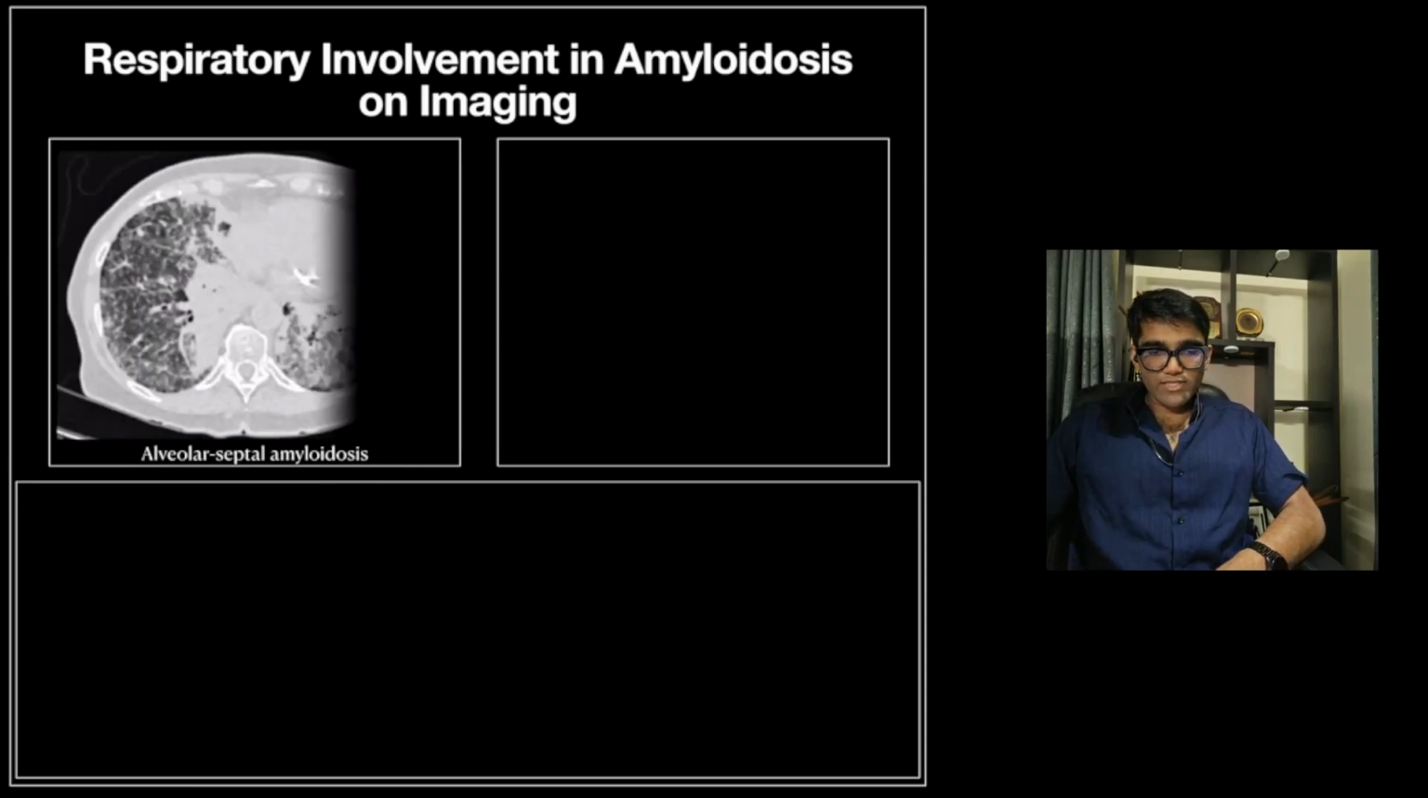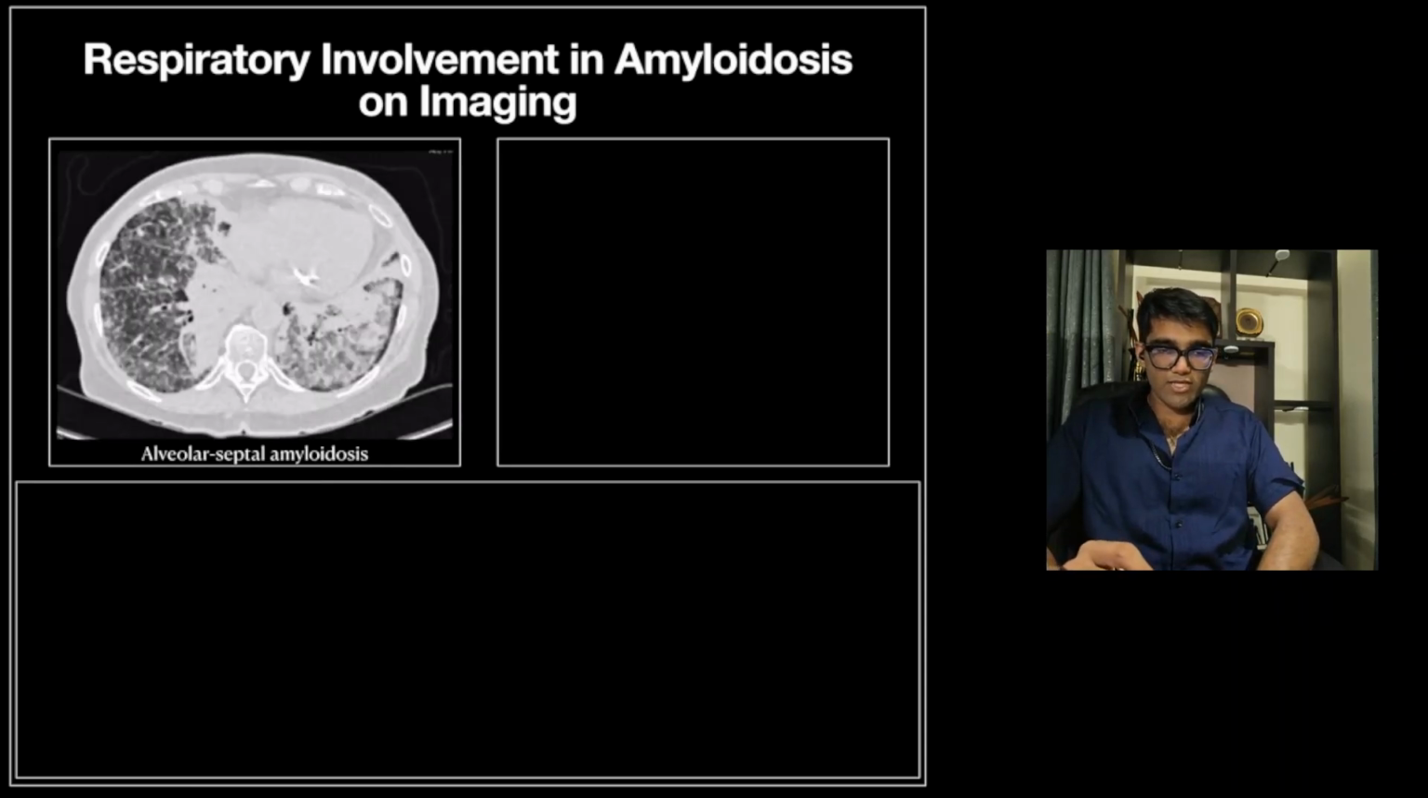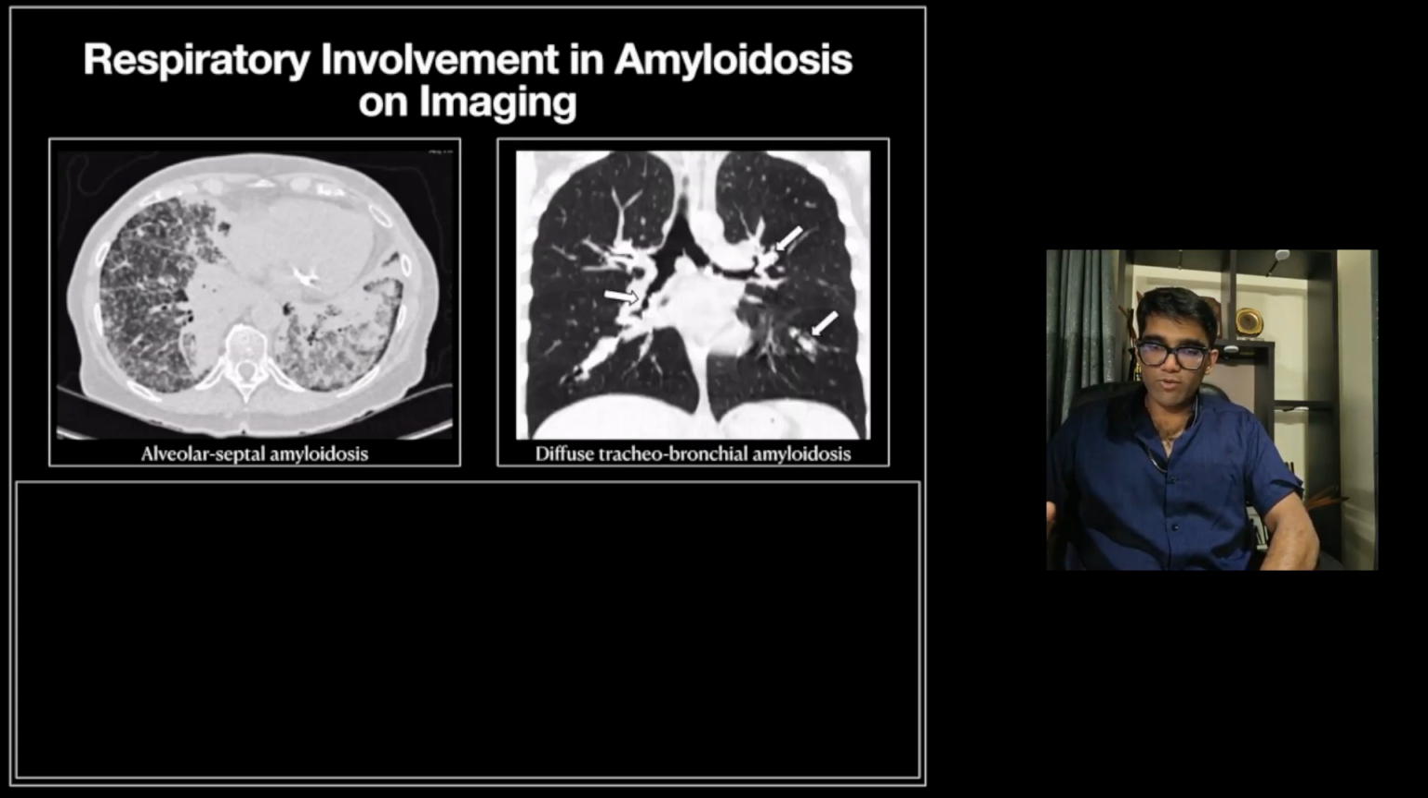So the alveolar septal opacities are, as you can see in this particular case, interstitial septal thickening, okay, along with surrounding GGO. In this area of the lung, there is consolidation, again with septal thickening. The second thing, as we've discussed, is a diffuse tracheobronchial involvement. So tracheobronchial involvement results in tracheobronchial thickening. And how do we define that?